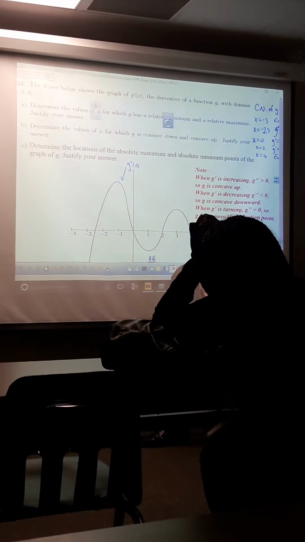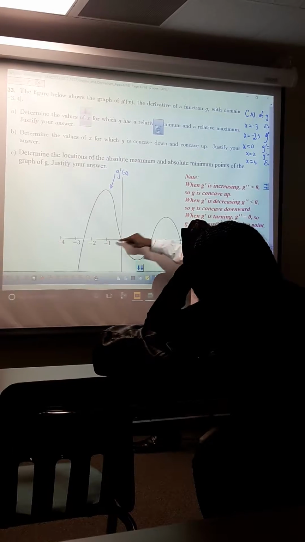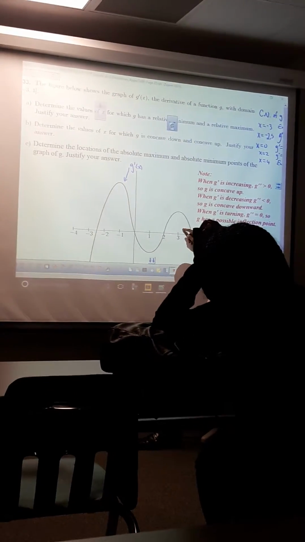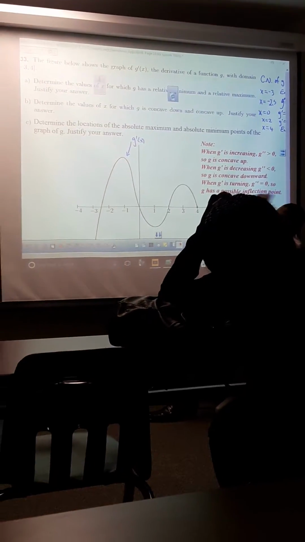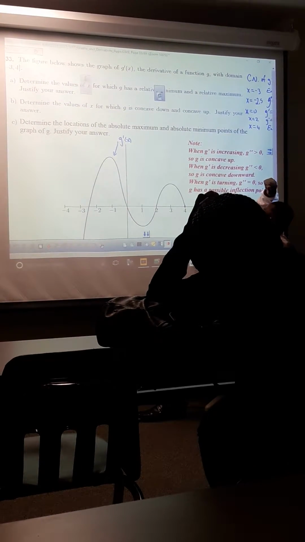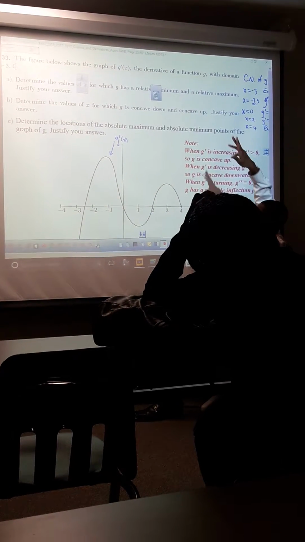Therefore, my possible points of inflection occur at -1. Where else? 1 and 3. Because those are places where g prime is turning. When g prime is turning, those are possible inflection points for g, because those are places where g double prime is 0.